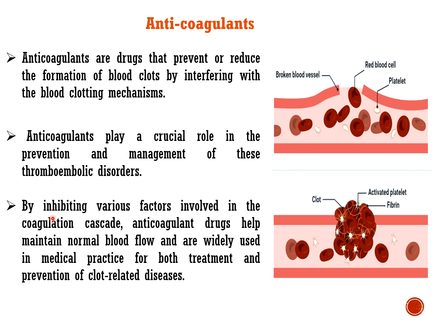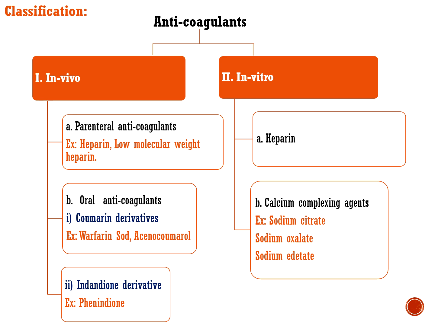By inhibiting the various factors involved in the coagulation cascade, anticoagulant drugs help to maintain normal blood flow and are widely used in medical practice for both the treatment and prevention of clot-related diseases. That means by inhibiting the coagulation factors and activating the natural anticoagulant mechanism, these anticoagulants reduce or prolong coagulation. Let me discuss the classification.